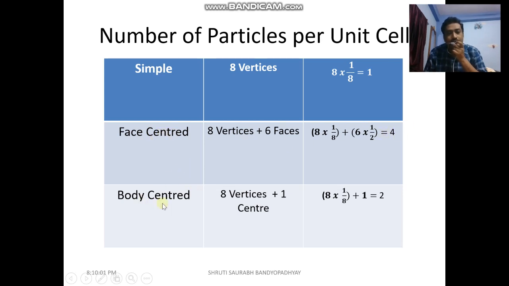What about the body centered cubic unit cell? It is very easy. Particles are at the 8 vertex points and one particle is present at the center of the unit cell. That means total contribution will be 8 multiplied by 1 by 8 plus 1, that is 1 plus 1, which is 2. So the total number of particles per unit cell of a body centered cubic lattice will be 2. So 1 for simple, 4 for face centered and 2 for body centered.